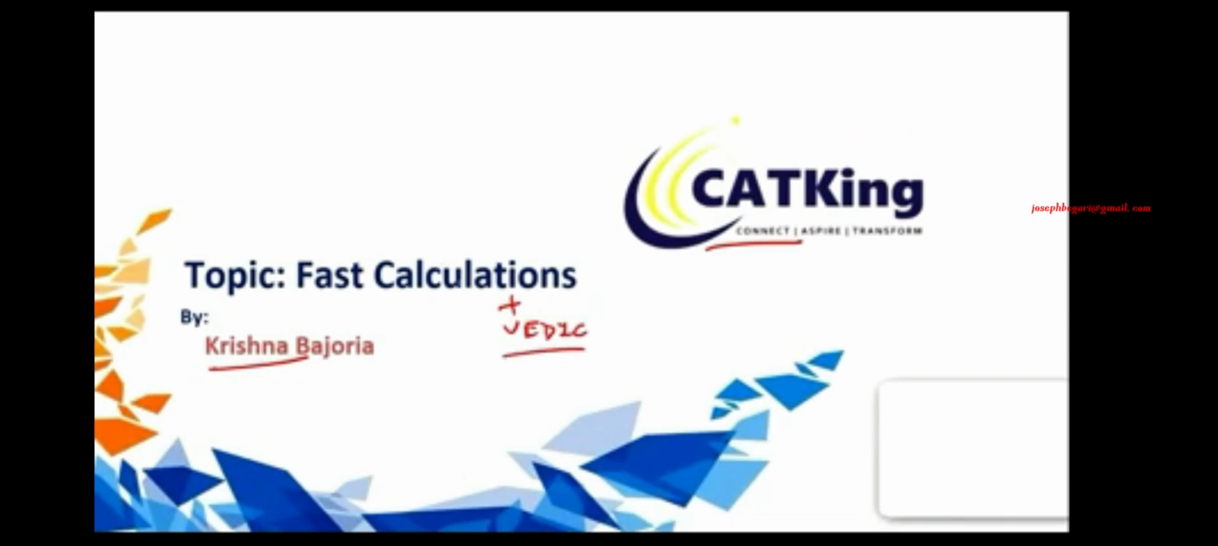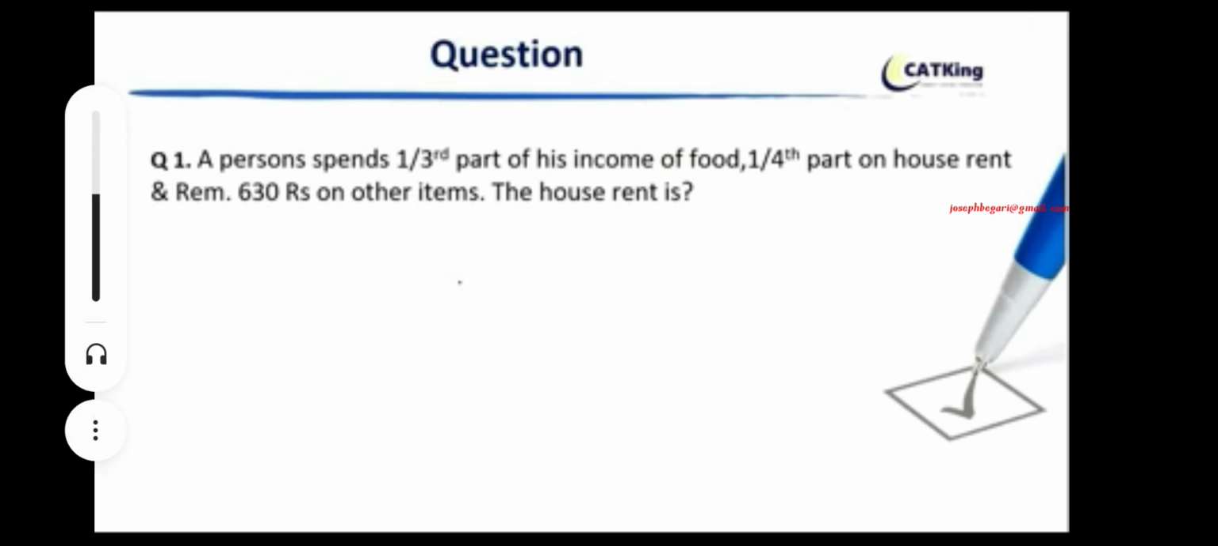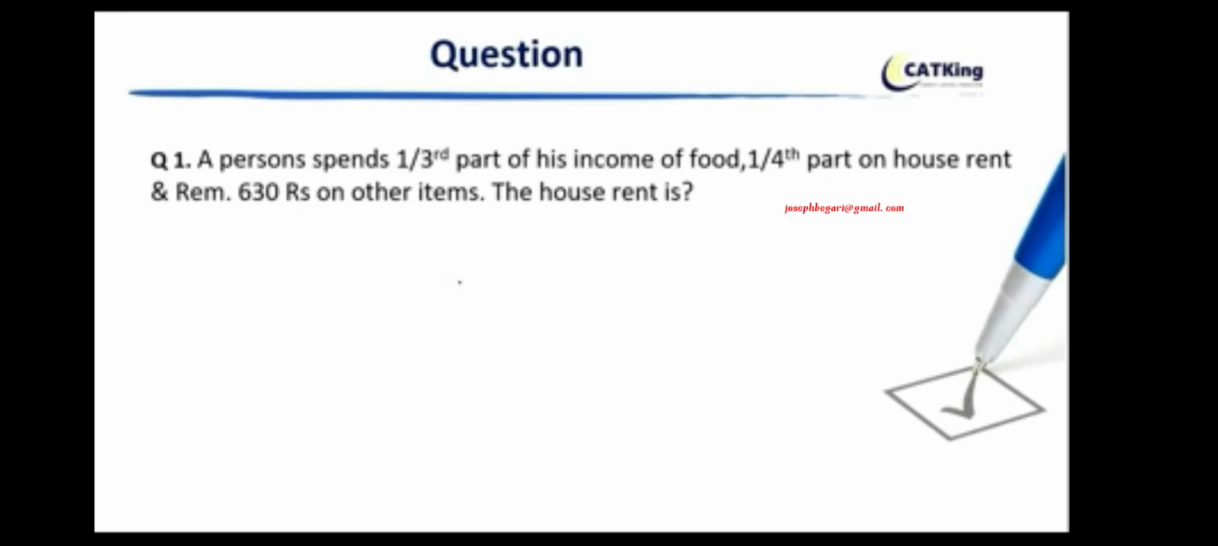Let's get started. A person spends 1 by third part of his income on food, 1 by fourth part on house rent, and remaining 630 on other items. Okay, the house rent is... See, whenever you get this type of question, whether you get this type of data in DILR or in QA questions, always you will follow the K method. Now what is this K method, guys?